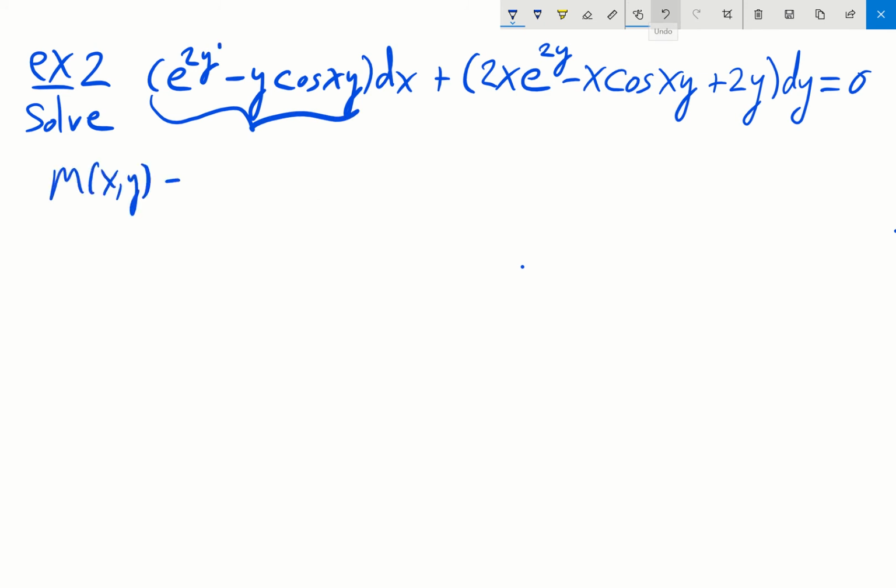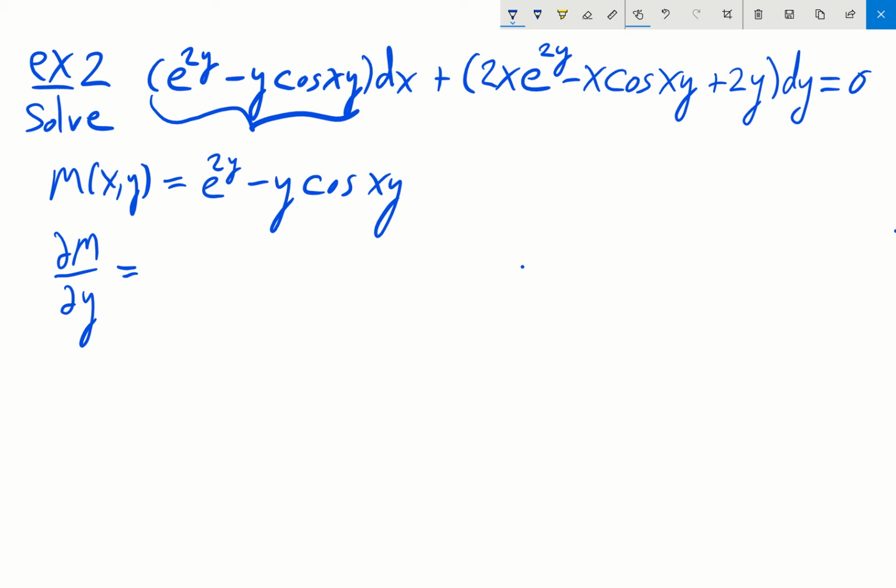of x comma y, that is equal to the coefficient function for the dx. This is going to be equal to, we have e to the 2y minus y cosine of xy. And what we want to do is take the derivative of M with respect to y. So we're looking at the partial of M with respect to y. So I'm going to differentiate this equation with respect to y.